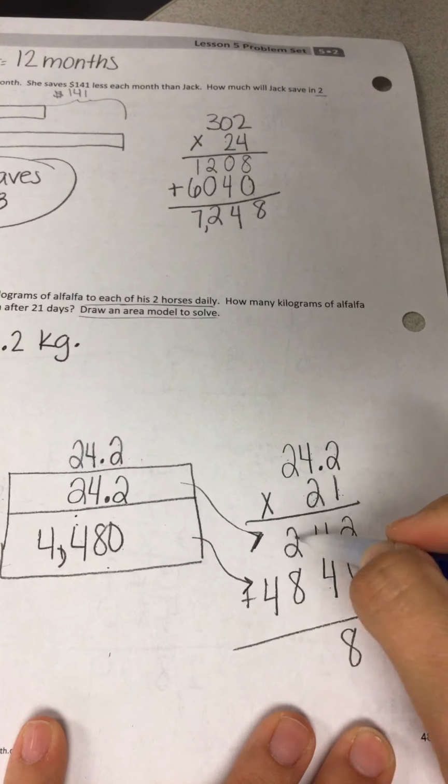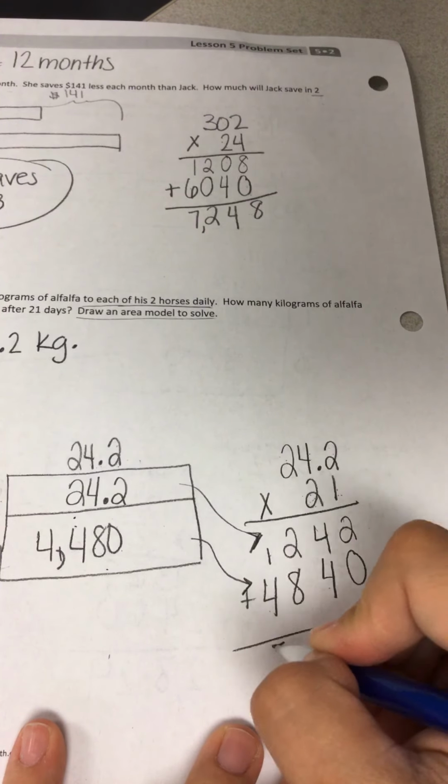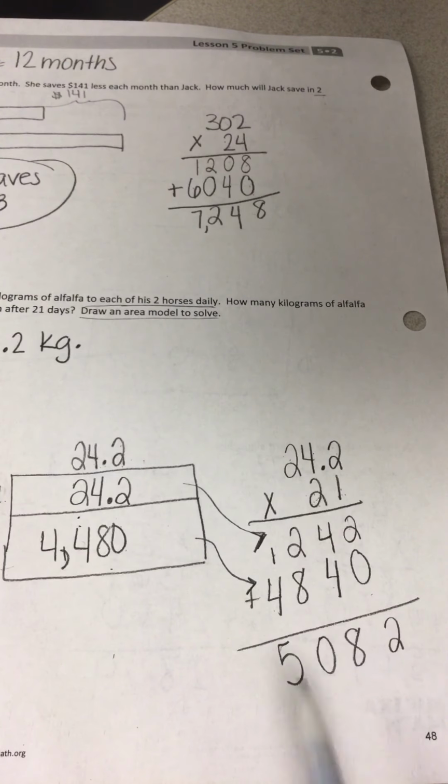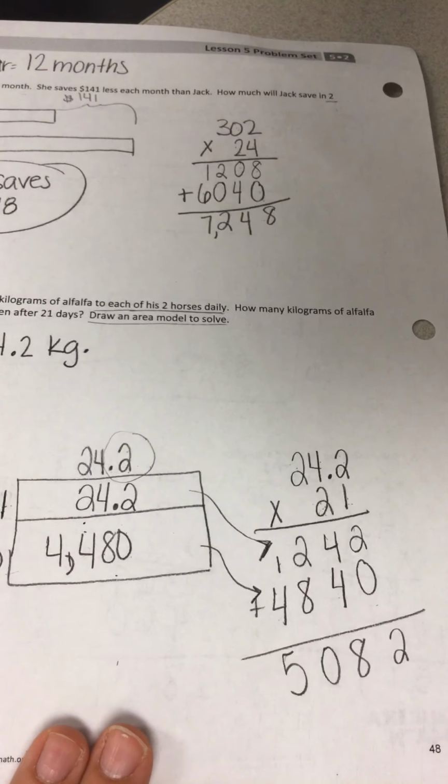If I were to add these two up, I've got 2 plus 0 is 2, 4 plus 4 is 8, 2 plus 8 is 10. I'm going to regroup my 1. 1 plus 4 is 5. It is not just 5,082, because remember, I've got this tenths.